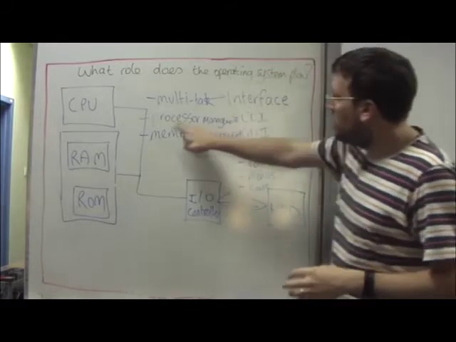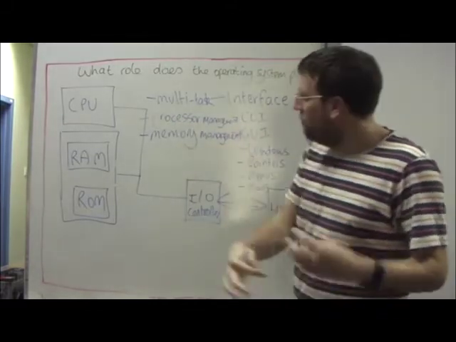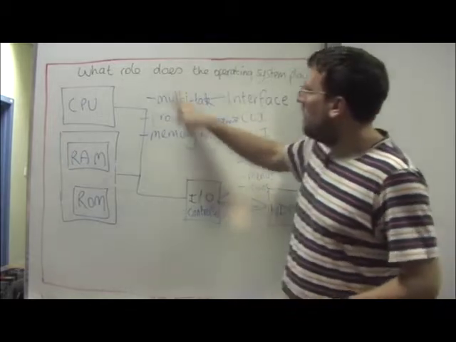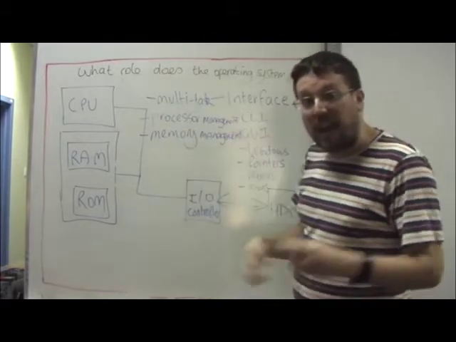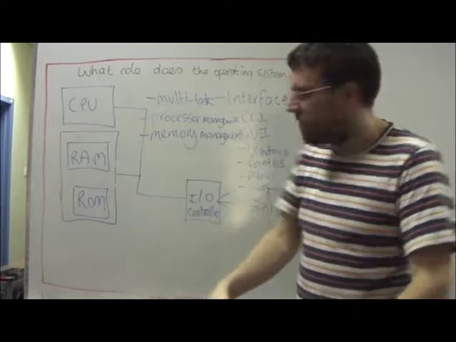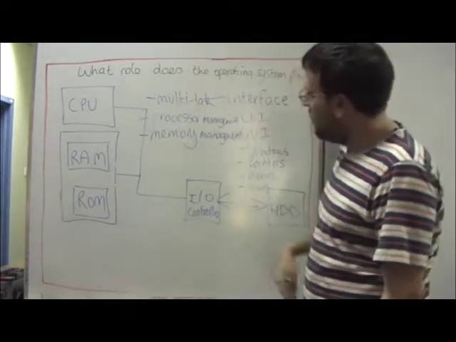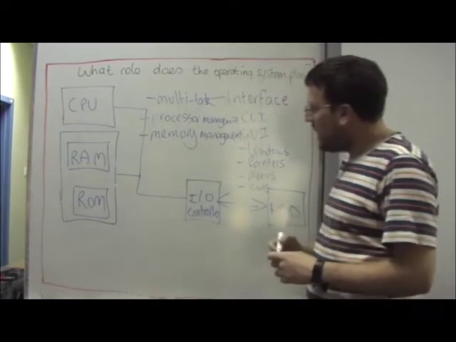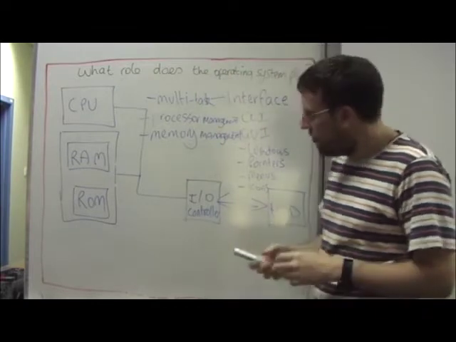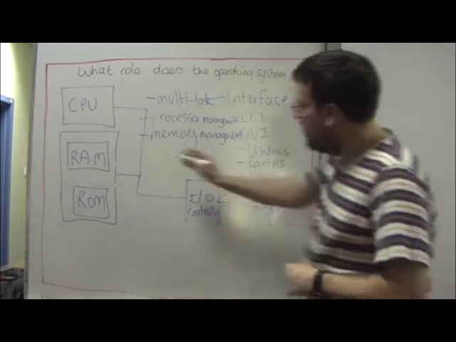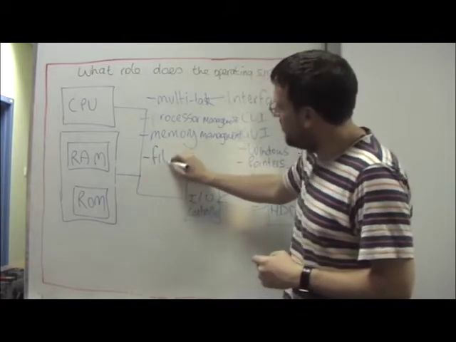Okay, so processor management and memory management are really important parts of allowing us to multitask. And that's a really important job of the operating system, to create the impression that you are multitasking. Okay, now what else does the operating system do for us? Well, it manages your files, so it does file management.